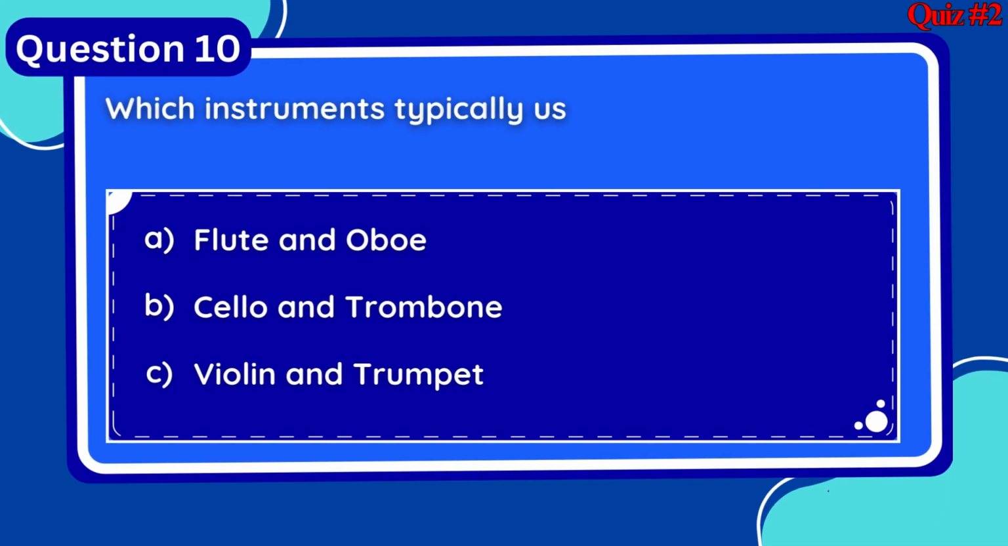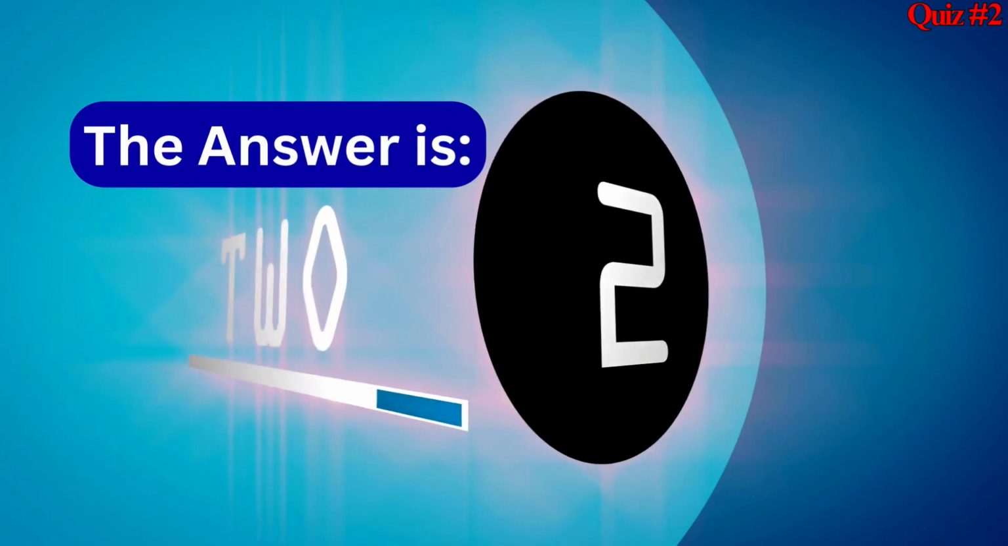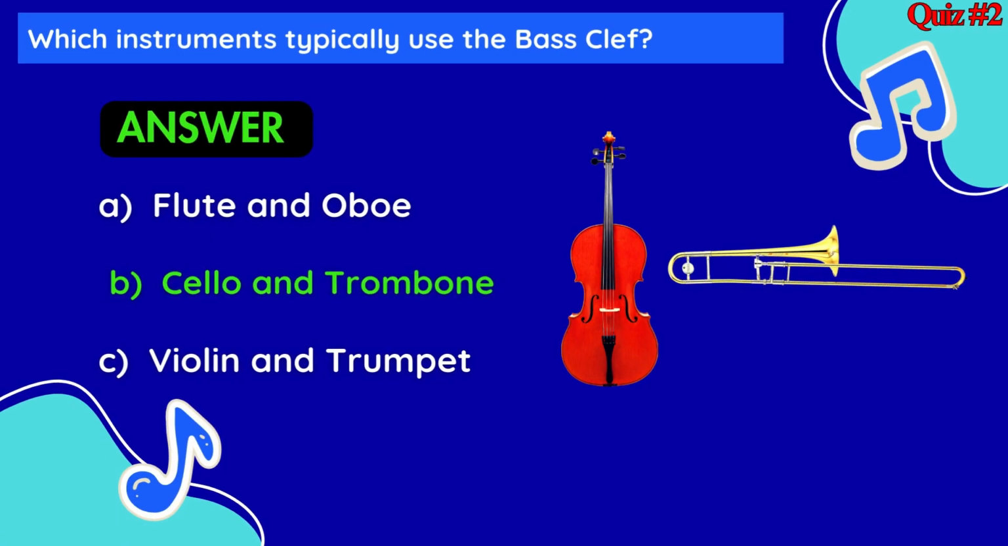Question 10. Which instruments typically use the bass clef? A, the flute and oboe, B, the cello and trombone, or C, the violin and trumpet? And the answer is B, the cello and trombone.